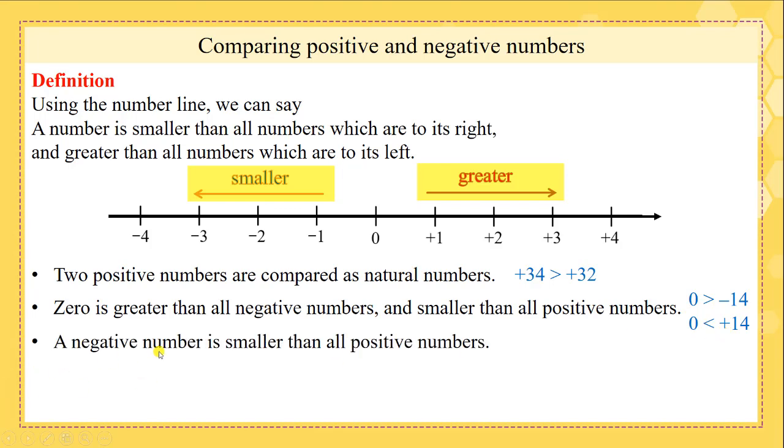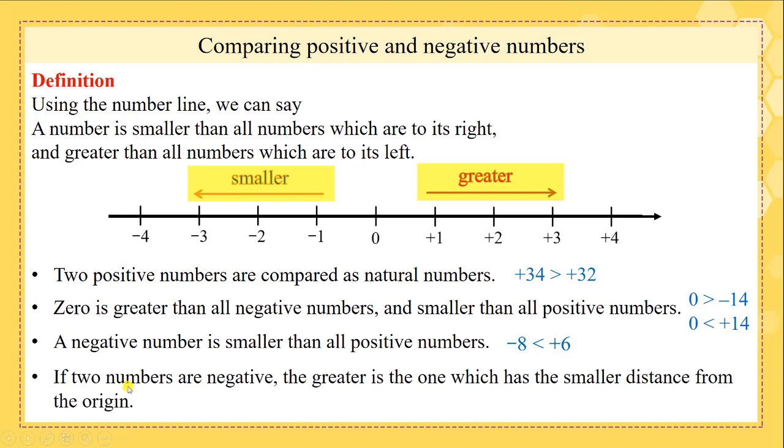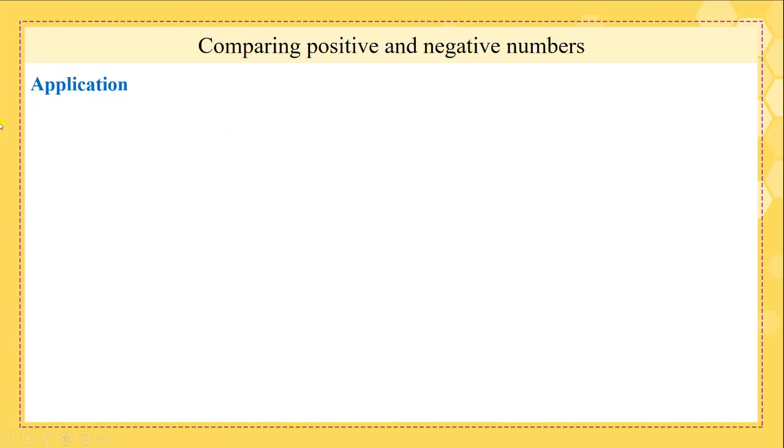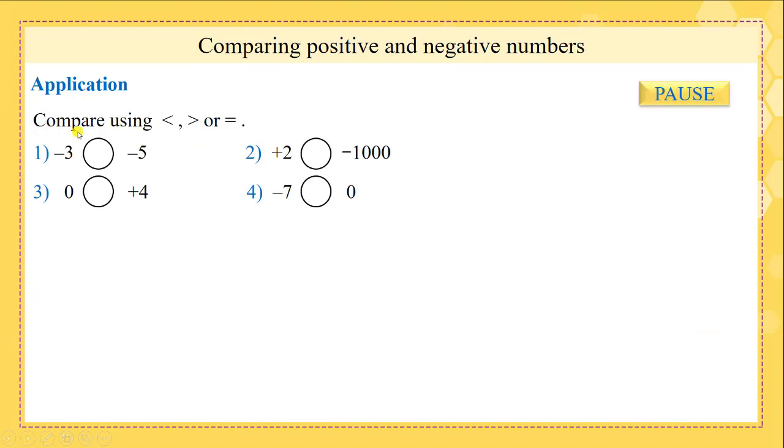A negative number is smaller than all positive numbers. So -8 is smaller than +6. If two numbers are negative, the greater is the one which has the smaller distance from the origin. The distance from -15 to the origin is 15 units, which is smaller than the distance from -20 to the origin. So -15 is greater than -20. Please pause the video and compare using smaller than, greater than, or equal to.